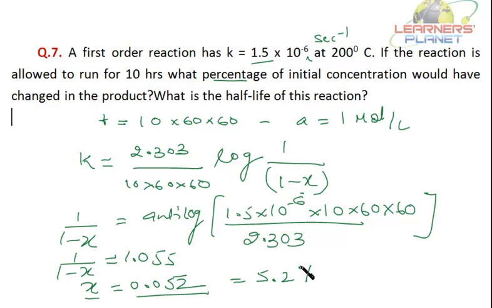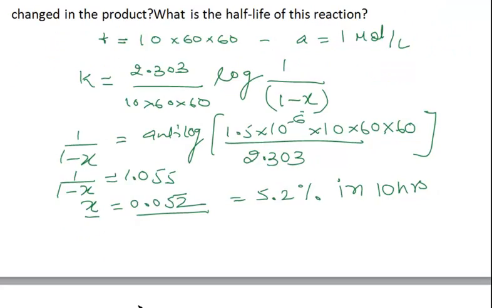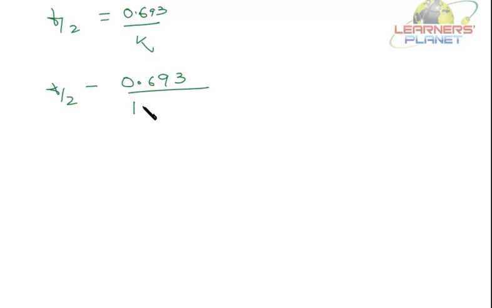So 5.2% has changed to product in how many hours? 10 hours. Now what do you have to find out? You have to find out the half-life, that is the time required, T half. So T half is equal to 0.693 by K. So T half will be equal to 0.693 by K, where K is given as 1.5 into 10 to the power minus 6. Just solve it and you'll be getting your half-life as 128.33 hours.